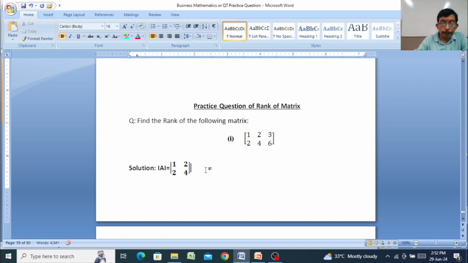Now simplify: the difference of the cross multiplication of the elements. So 1 into 4 is the first diagonal element, the multiplication 1 into 4, and then take the minus sign, and the second diagonal element 2 into 2. Simplify: 4 minus 4 is equal to 0. Then the determinant is equal to 0. Then we find the second determinant of the given matrix.